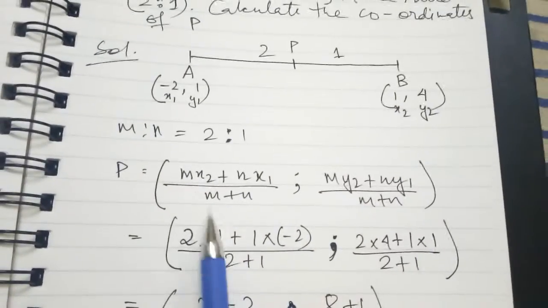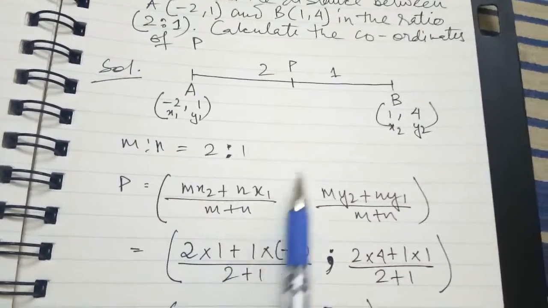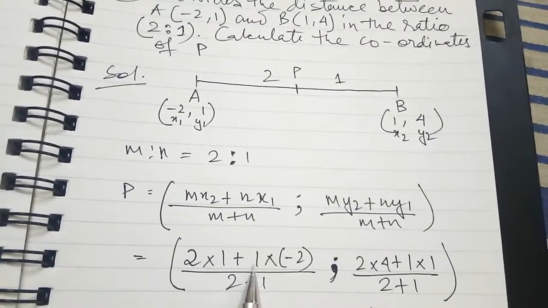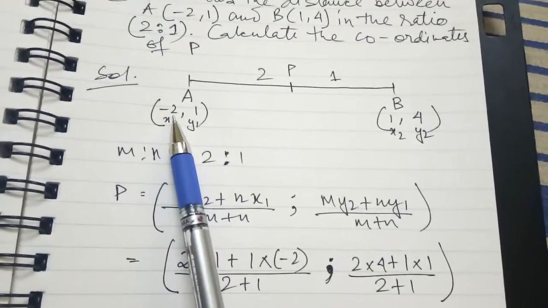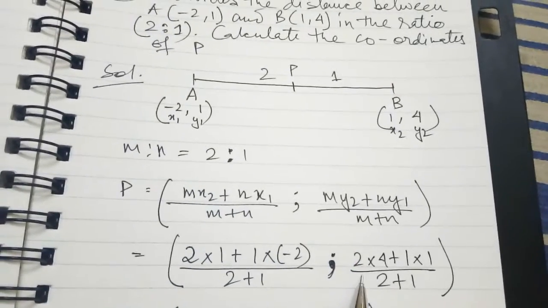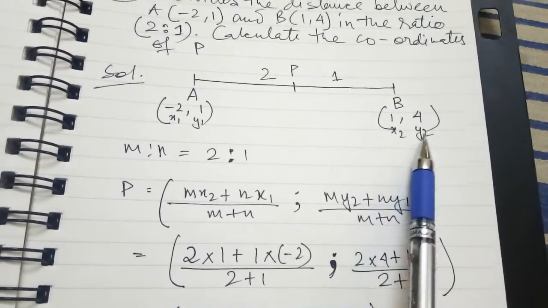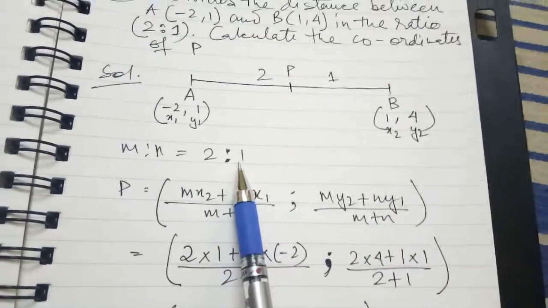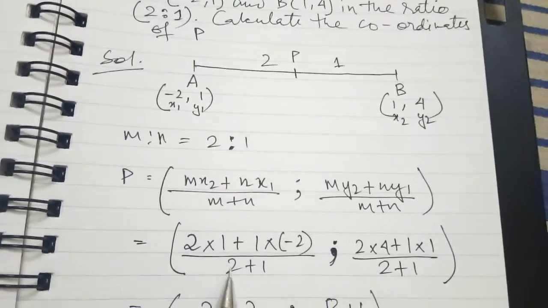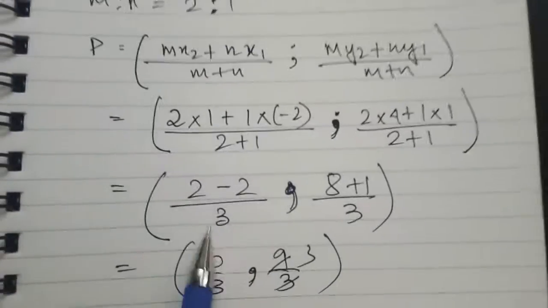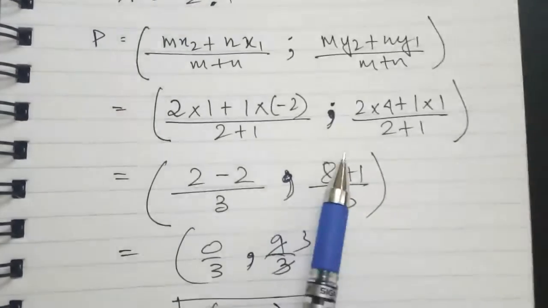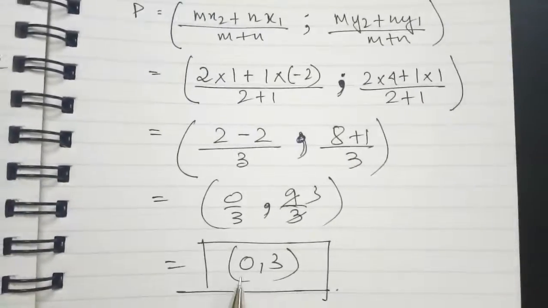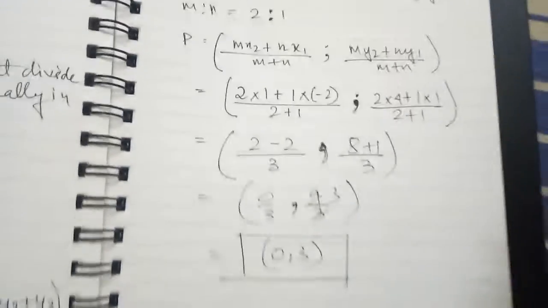See, now m is 2, the ratio is 2, x2 is 1: 2 into 1 plus 1 into -2. Clear? Now m is 2, y2 is 4, plus n into y1, n is 1, y1 is also 1, so 1 into 1, and the denominator is 2 plus 1. Now 2 minus 2 is 0 by 3, and 9 by 3 is 3. What you have got is 0, 3. This is the final answer, the coordinates of P.